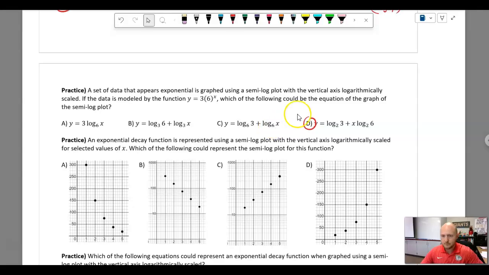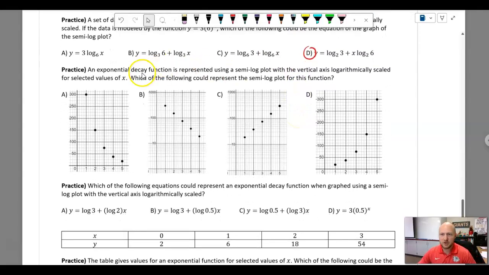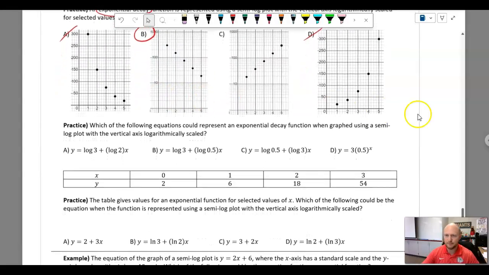Okay. Next practice one. An exponential decay function is represented using a semi-log plot with a vertical axis logarithmically scaled for selected values of x. Which of the following could represent a semi-log plot for this function? Pause me. Try this one. Okay. It's not A or D. B and C are semi-log plots, but they use a special word here. They say exponential decay, which means decreasing. I want the function that's going down. Answer is B. Okay, hopefully you got that.